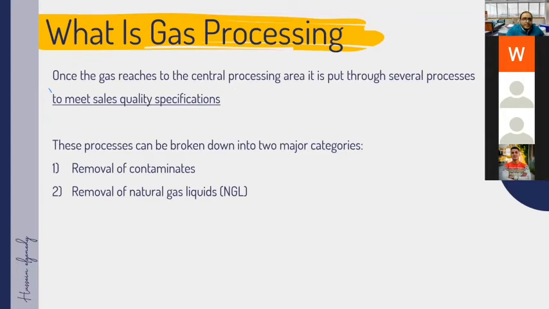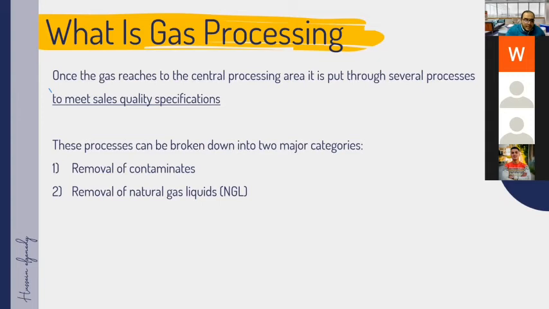Okay, the gas processes can be broken into two major categories. The first one is to remove the contaminants of the natural gas, because the natural gas comes with some contaminants we will mention in a while. So we need to remove those contaminants from the natural gas to be able to sell it in the market.